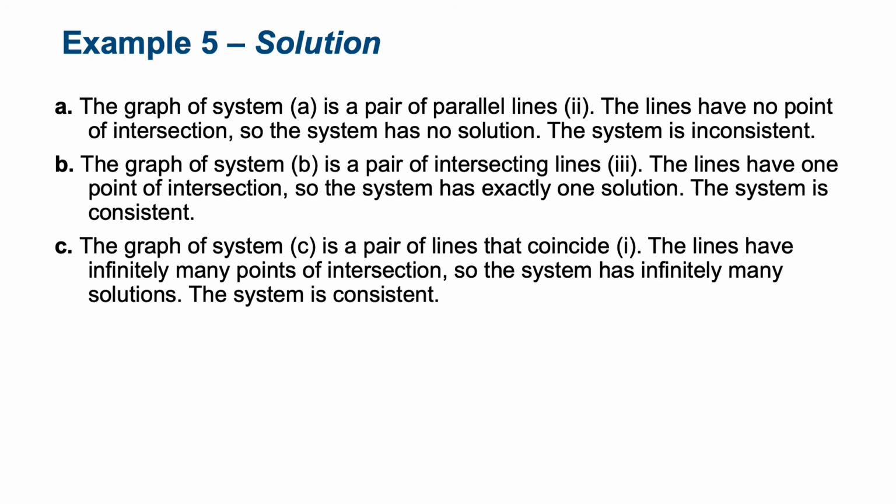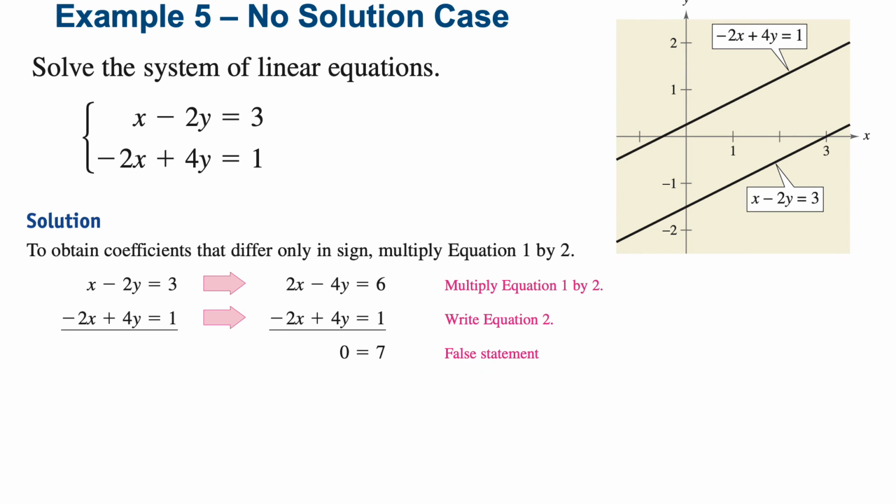Okay. All right. So let's do another example. This is the no solution case. I think I labeled my last slide wrong. Sorry. That's okay. So this is example 5. The last one was example 4, the solution of example 4. Okay, so let's solve the system of linear equations. We have here x minus 2y is equal to 3, and negative 2x plus 4y is equal to 1.